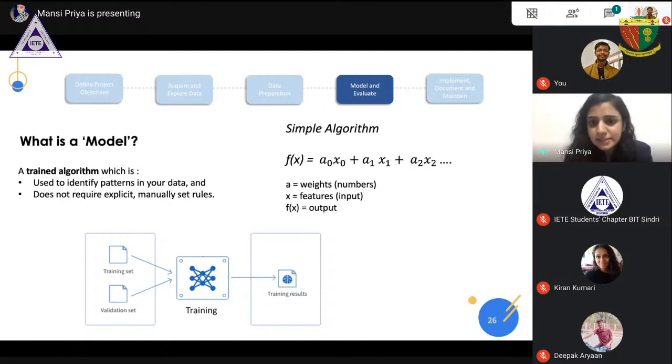You can take this as a very simple algorithm example. Here we have a linear equation, which is made up of a's and x's. The a0, a1, a2 are different numbers which are termed as weights, and the x0, x1, x2 are the features, that is your input. So this equation has been made, and if you put in different values, you can get f(x), that is your output. This is just a very simple explanation of what a model actually is.